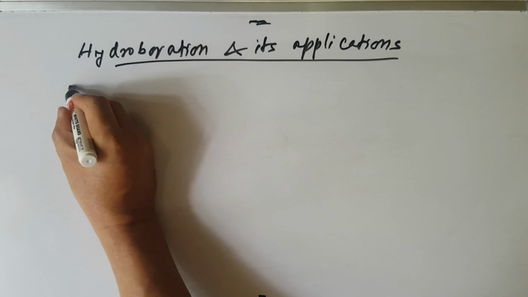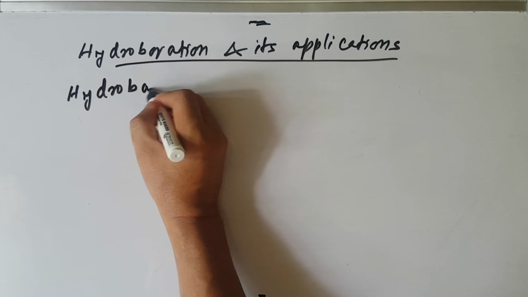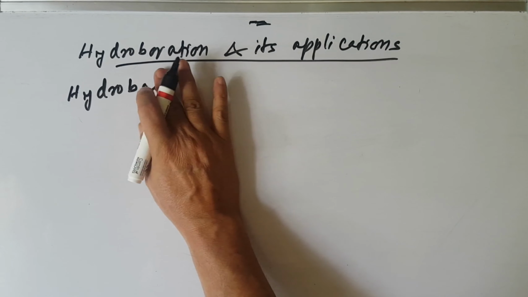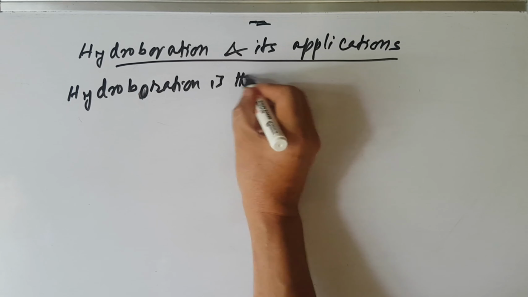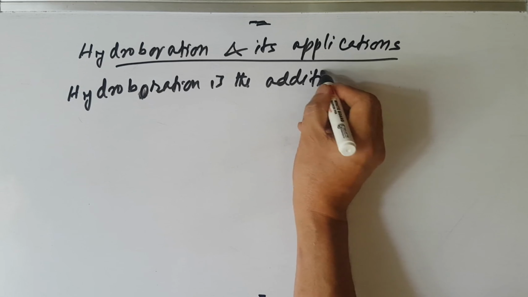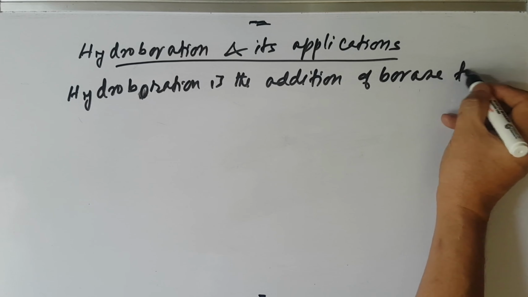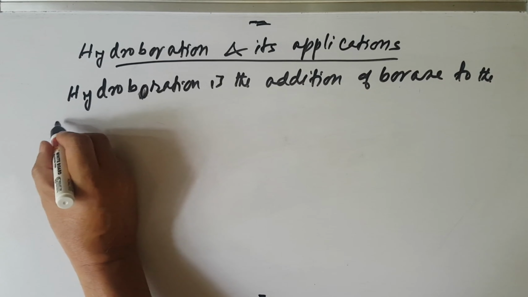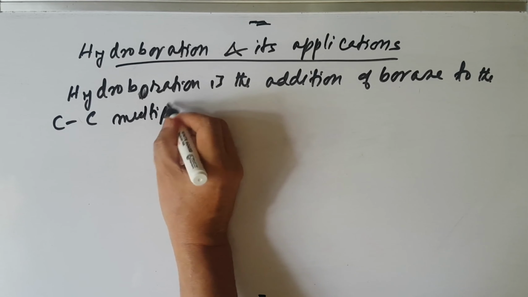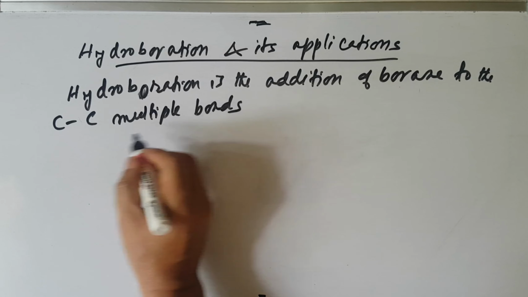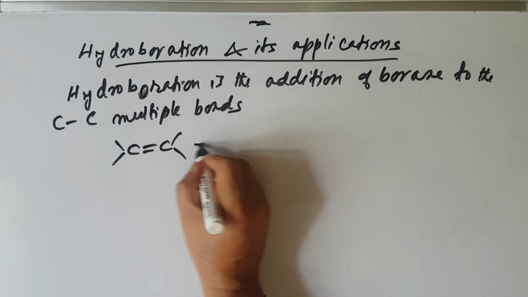So hydroboration, as we have already known, is the addition of boron to the carbon-carbon multiple bonds. Okay, so you can just say this is a carbon-carbon double bond reacting with boron.